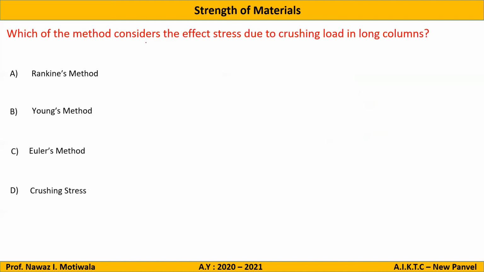Next, which of the methods considers the effect of stress due to crushing load? The effect of crushing load means sigma C, stress due to crushing load. Which theory considered it? We have the limitation of Euler's method that it does not consider sigma C, and thereby Rankine's method was evolved. So this is the correct answer, that Rankine's method will be used.